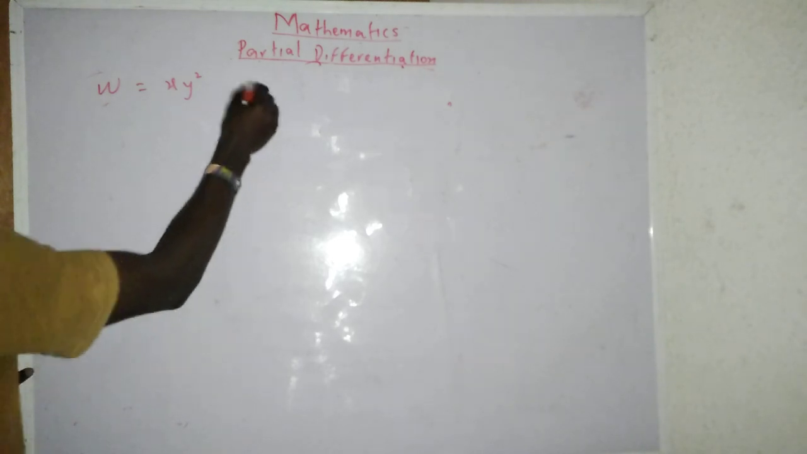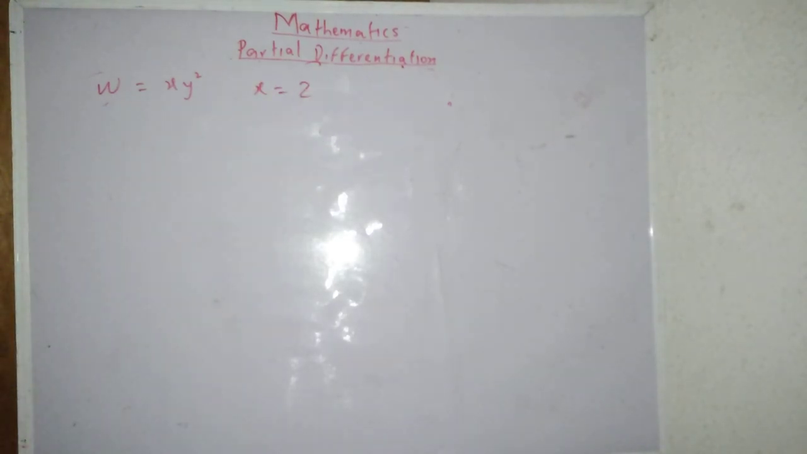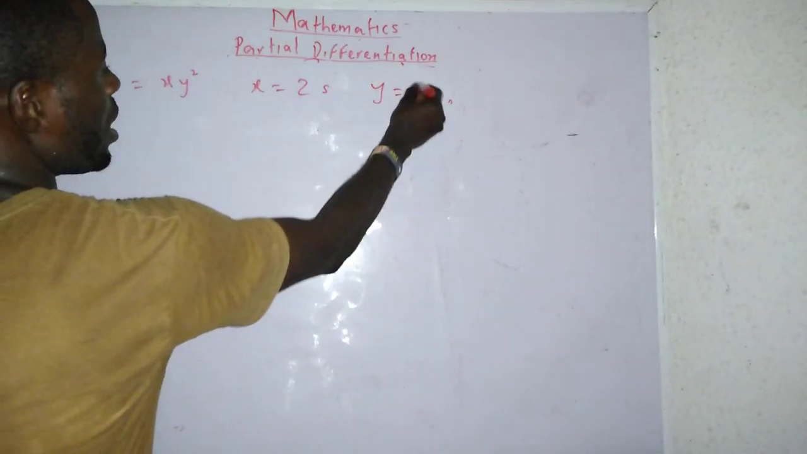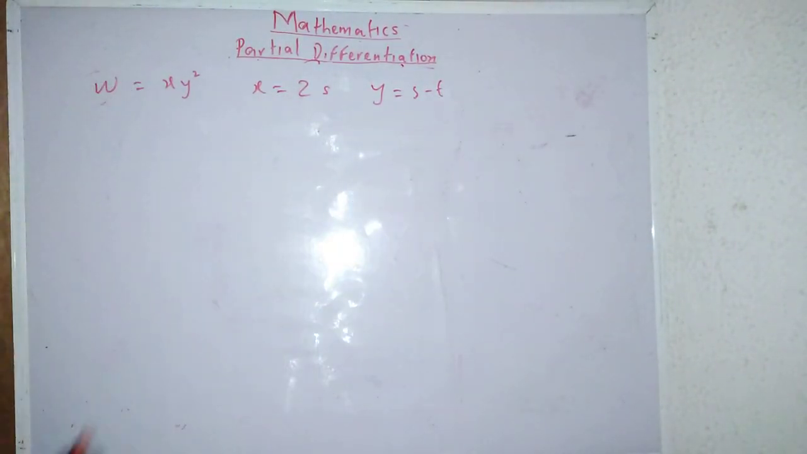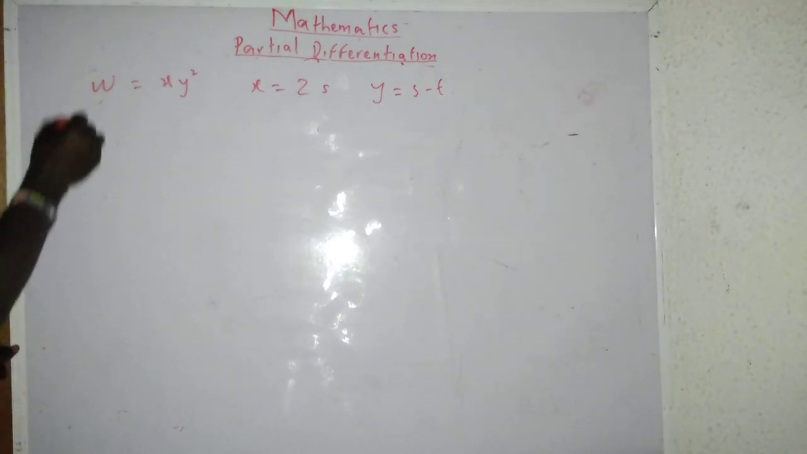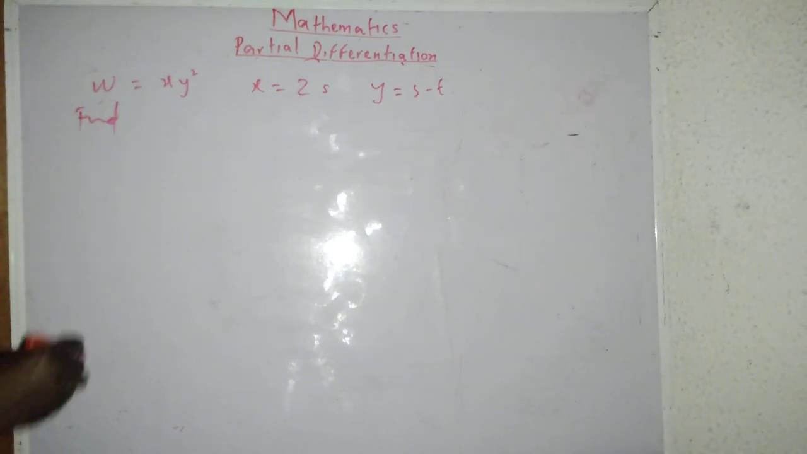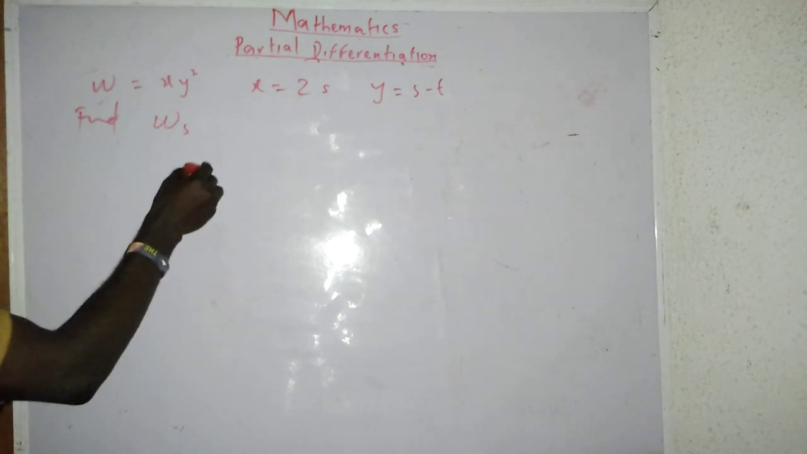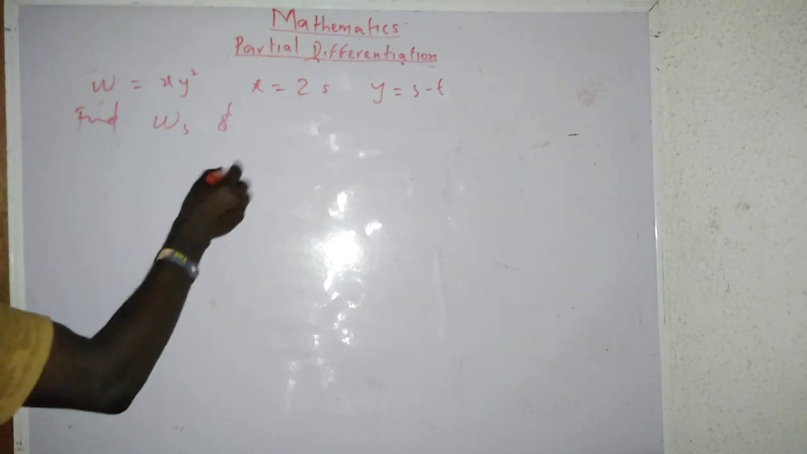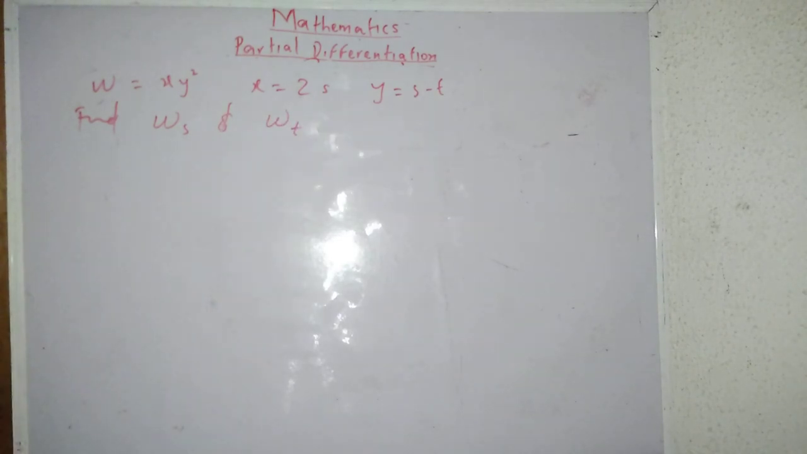I can have a w of x. Let me use x, and x equals 2r or 2x, and y equals s minus t. Now, I want to obtain, find u of x and u of t. Now, this is very simple.